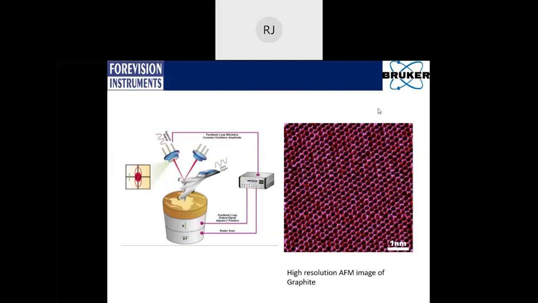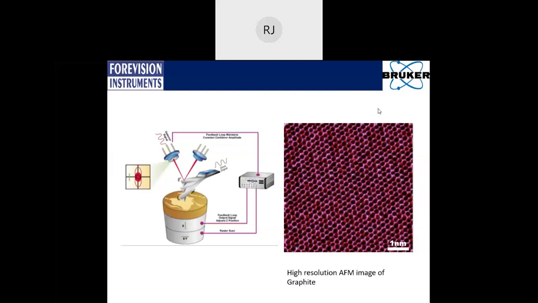So what can it give you? It can give you topography in the nanometer scales, and it can give you a high resolution in terms of angstroms. As you can see, in the high resolution AFM image of graphite on the right side of the schematic, you can clearly see a high resolution hexagonal structure of the graphite, of the carbon bonding. So this is about spatial resolution, that means the resolution in terms of space.